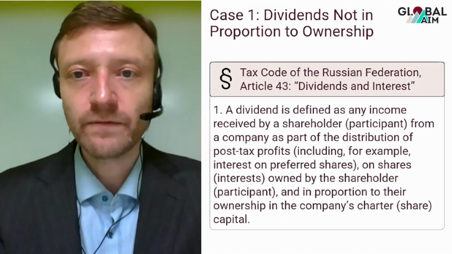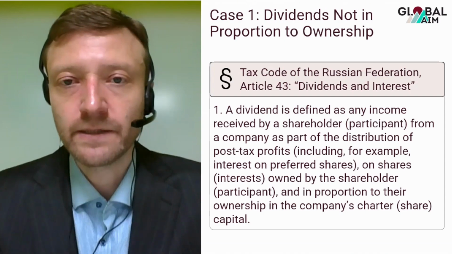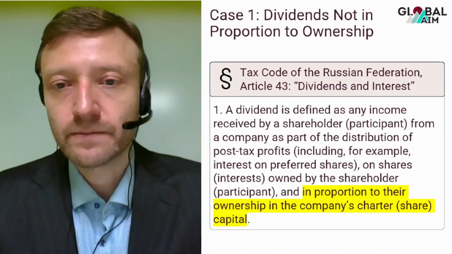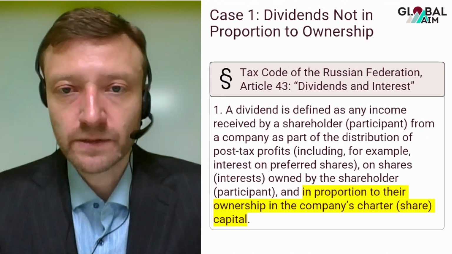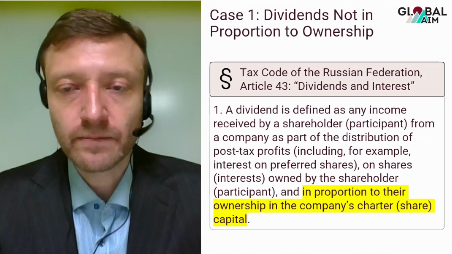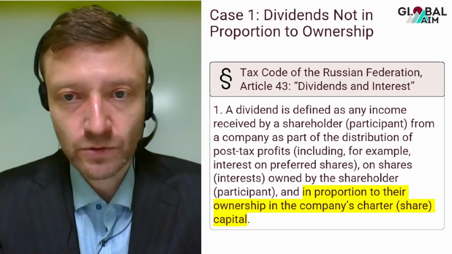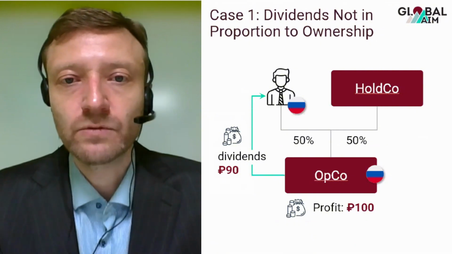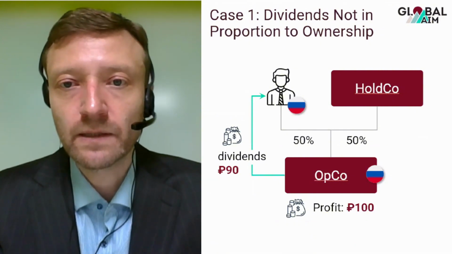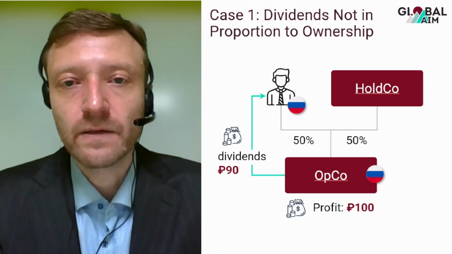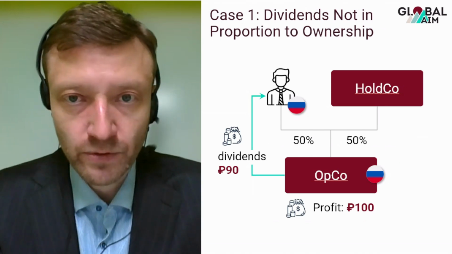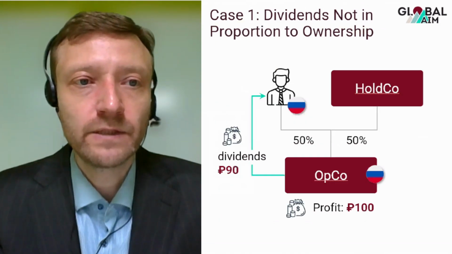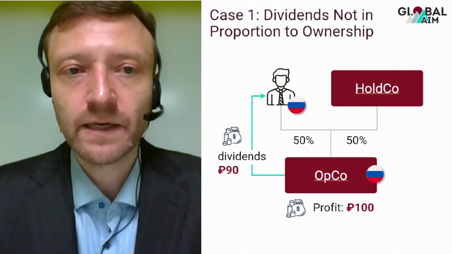Let's look at the definition of dividends in the Russian tax code. This definition is presented on the slide. And we are interested in the last few words of the definition, which says that dividends are distribution of profits in proportion to the ownership shares in the company's capital. So if we move back to the slide with the structure, we can clearly see here that the distribution was made to the individual which is not proportionate to his share in the Russian subsidiary. In this case, technically speaking, this distribution is not dividends, because formally it doesn't qualify for the definition.